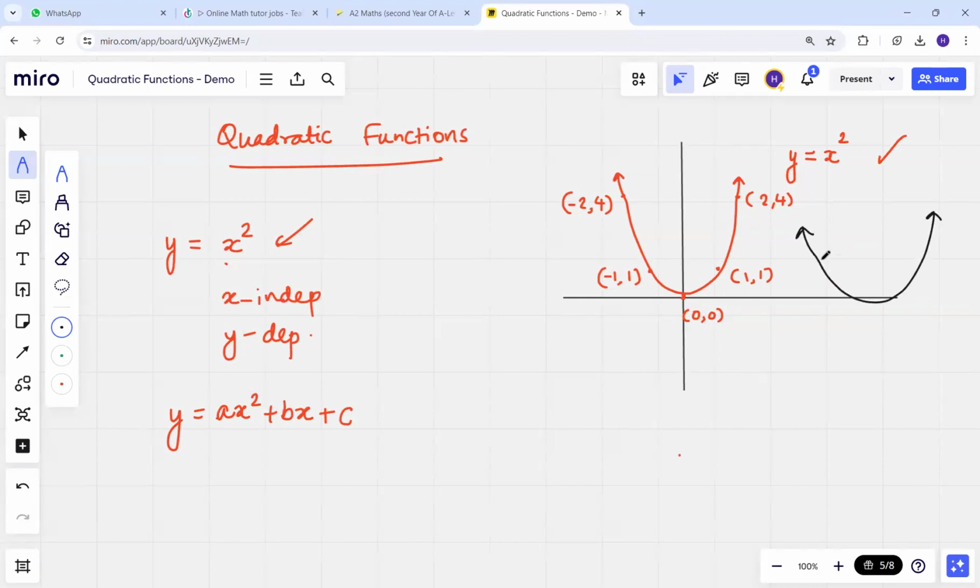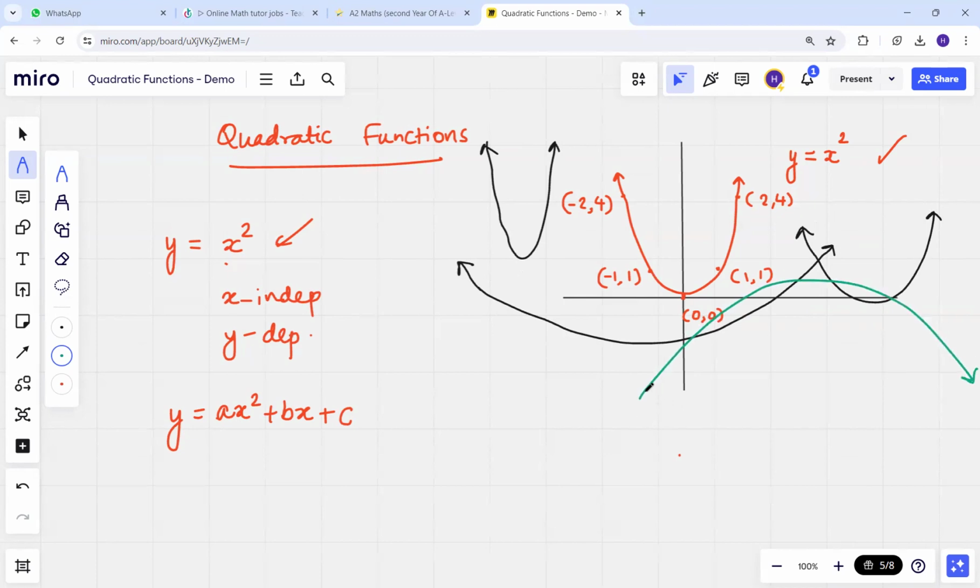Similar kind of shape. It could be a bit narrower or much wider than this, but it has the same bowl shape. It could also be inverted. Inverted bowl shapes are also quadratic functions. These are sketches of different quadratic functions for different values of a, b, and c.